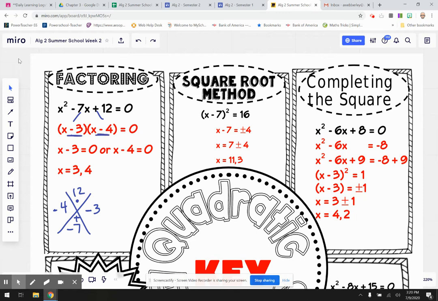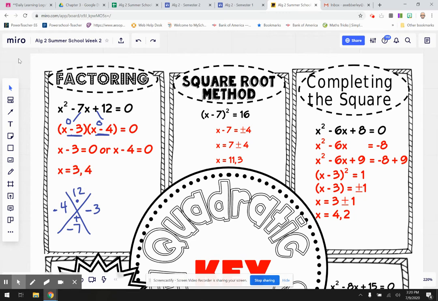Then you ask what is going to make this parenthesis 0, and that's going to be your 3 answer. And what's going to make that parenthesis 0, and that's going to be your 4 answer. So 3 and 4 are your 2 solutions. That's how they did the factoring ones.